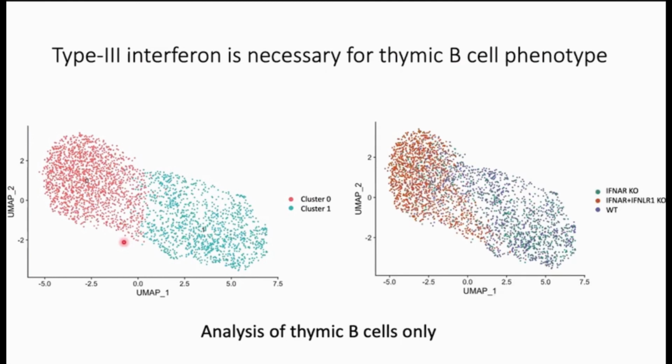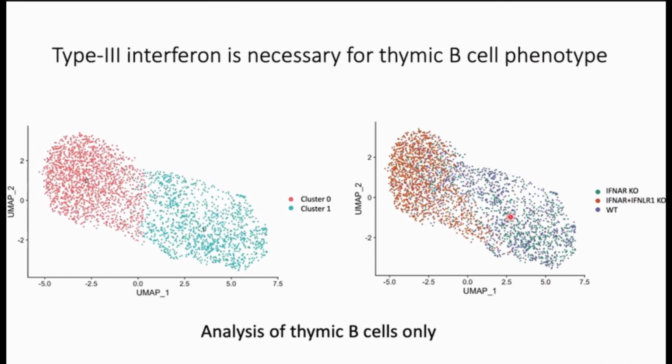Then when I separate them back out into the original genotypes, what we can see is that the purple cells, which is from the wild type mouse, are scattered between cluster 0 and cluster 1. In the green, you can also see that they are scattered between the two clusters, but the orange, which are the double receptor knockouts, they're really only in cluster 0. And so it seems that cluster 1 either needs the interferon lambda receptor, or the cells have left the thymus and they're not able to take on this phenotype when they don't have this interferon lambda receptor expression.